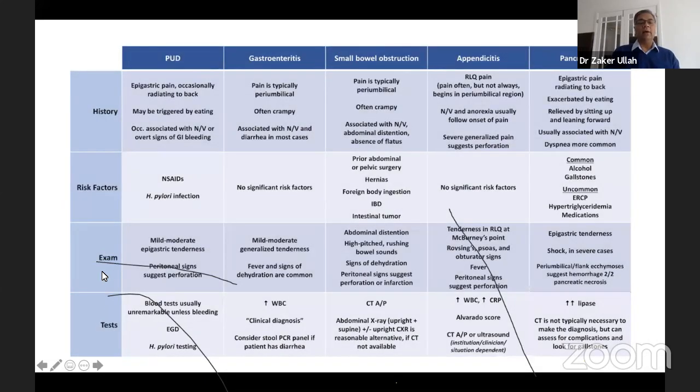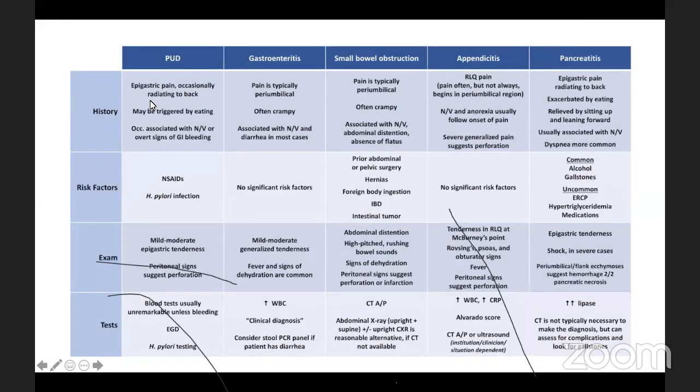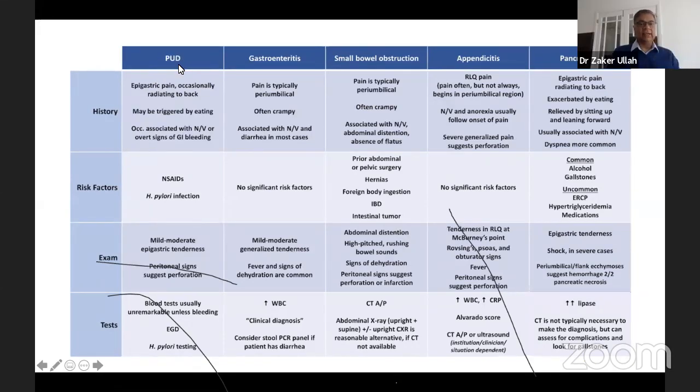This is the area. If you go through slightly, what is peptic ulcer disease? History will be epigastric pain, occasionally radiating to the back, maybe triggered by eating. I've summarized everything in this format, in this table. So risk factors, like what are the risk factors? What can you actually find out in examination? And what are the tests you can do?